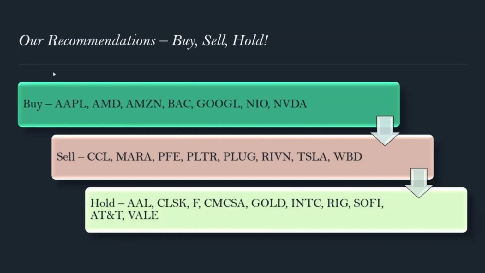So here are our recommendations on which stocks to buy, sell and hold. To buy, we recommend Apple, Advanced Micro Devices, Amazon, Bank of America, Google, NIO, and NVDA. The stocks to sell we recommend are Carnival Corporation, Marathon Digital Holdings, Pfizer, Palantir Technologies, Plug Power, and many more. And the stocks to hold we recommend are American Airlines, CleanSpark, Ford Motor Company, Comcast Corporation, etc.